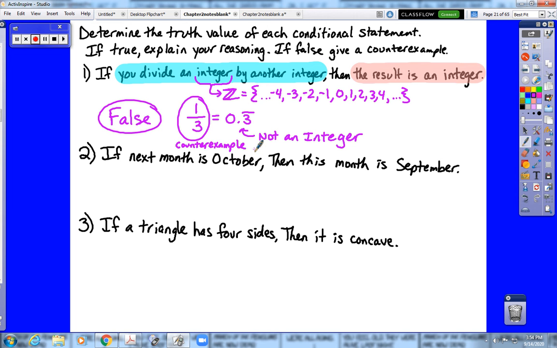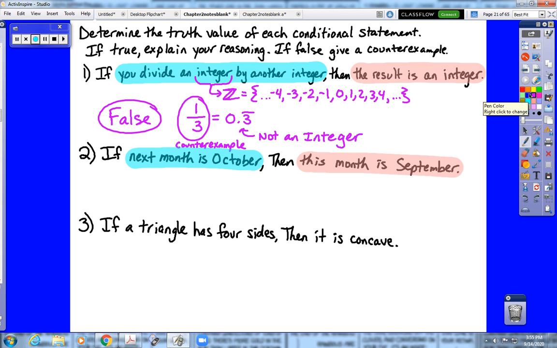Okay, on to the next one. So the second statement reads, if next month is October, then this month is September. Now don't get caught up on what month it currently is. That's not important. Again, when you're judging the truth value of a conditional statement, you ask yourself for P, is P possible? Could it possibly be October? Is October a choice? The answer to that is yes. So your hypothesis is true because it could be October.